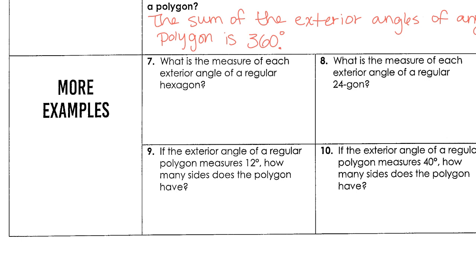So now that we know that it's 360, number 7 and 8 are asking for the measure of each exterior angle. So we're only trying to find one angle of a regular hexagon, or a regular polygon in general. Remember that a regular polygon will have the same angle measures. So you can literally just divide it by the number of sides that you have.